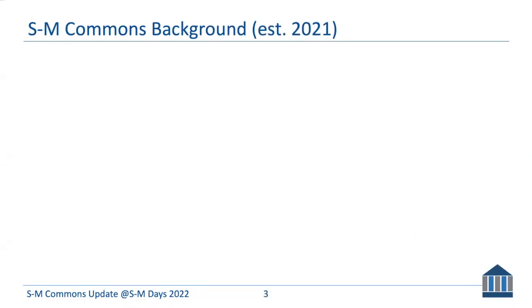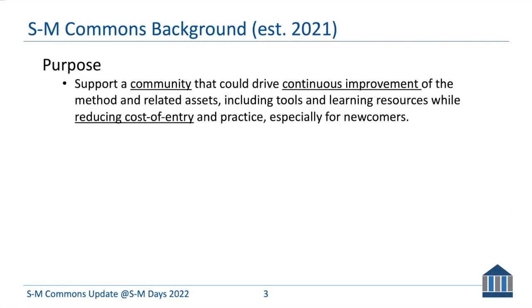The community was created in early 2021, reflecting a critical mass of interest that came together after the 2020 xtUML conference. You can see here the purpose for creating the community. It had three critical ideas. Number one, we wanted a community where like-minded people could gather. Number two, we wanted to see continuous improvement in the method and related assets, as we wanted it to be a living, not a historical method. And number three, we wanted to reduce the cost of entry for newcomers so the community could grow.